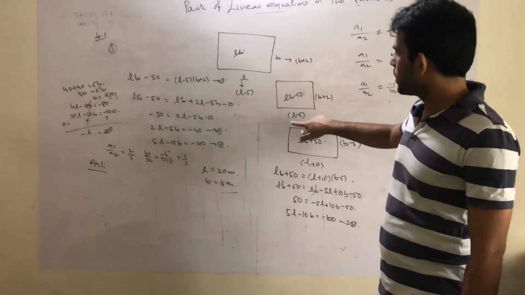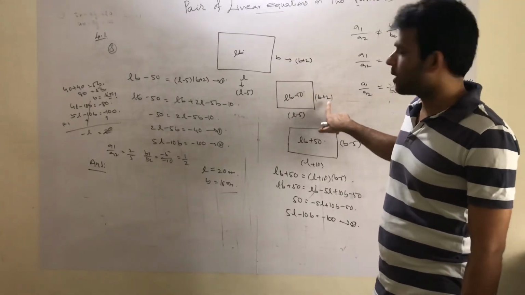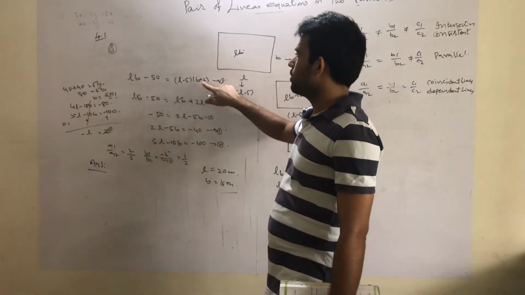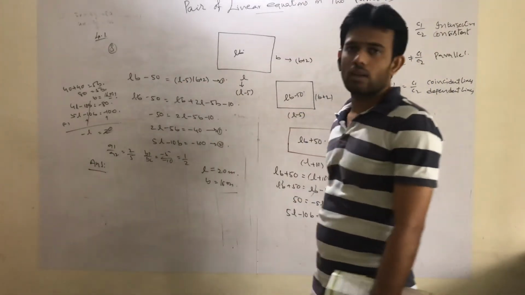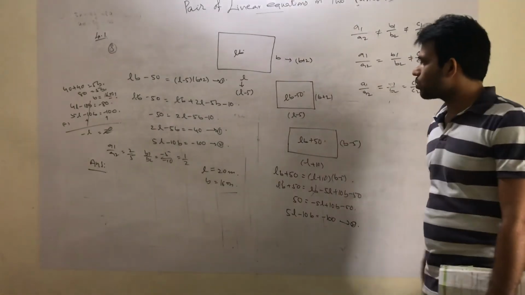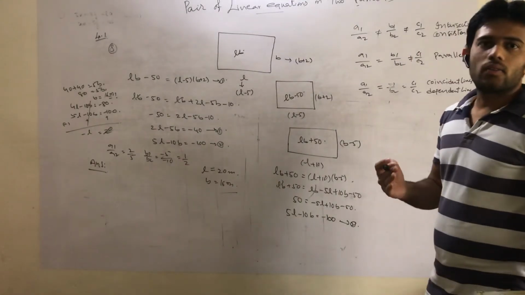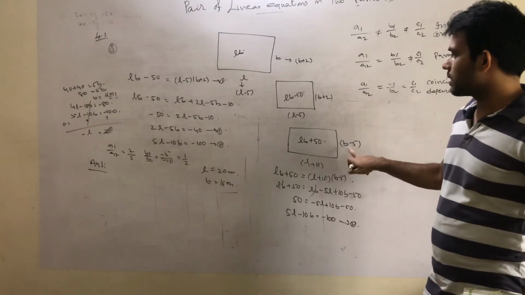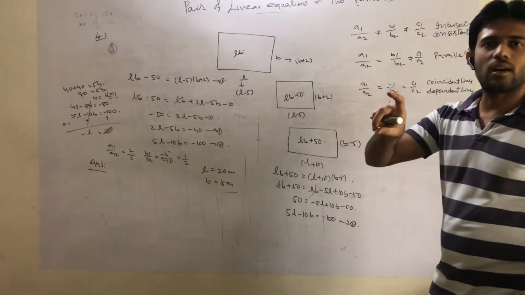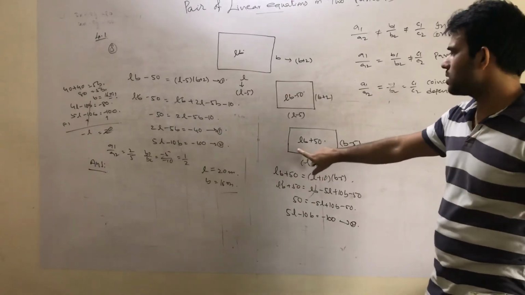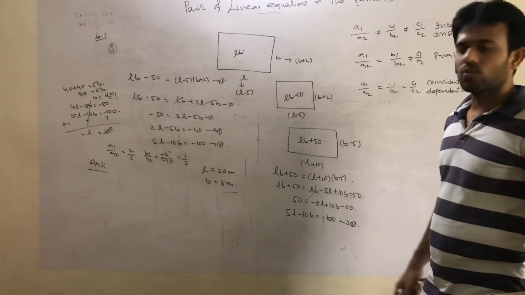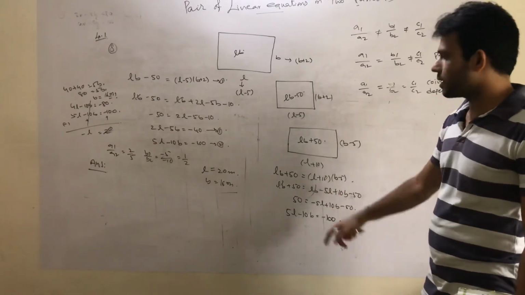That means LB minus 50 is the transformed rectangle, that is (L minus 5) into (B plus 2). So LB minus 50 equals (L minus 5) into (B plus 2). If you resolve that, you get equation 1. And in the second case, the length is increased by 10 units and the breadth is decreased by 5 units. In that case, the total area is increased by 50 units. So LB plus 50 is becoming (L plus 10) into (B minus 5). If you solve that, you get equation 2.